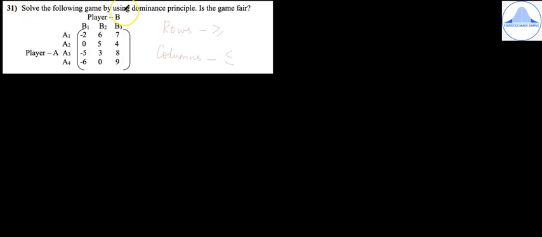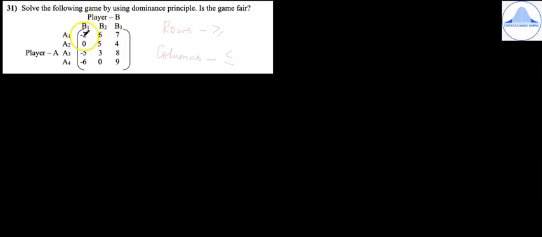31st question, solve the following game by dominance principle. Is the game fair? Player A has 4 strategies, player B has 3 strategies. For rows, we will check whether the payoffs are greater than or equal to, and for columns whether the payoffs are less than or equal to. We'll first compare A1 with A2, A3 and A4, then A2 with A1, A3 and A4, A3 with A1, A2, A4 and A4 with A1, A2, A3. If all these don't work out, then you move to B1, compare it with B2 and B3, then B2 with B1 and B3, and finally B3 with B1 and B2.